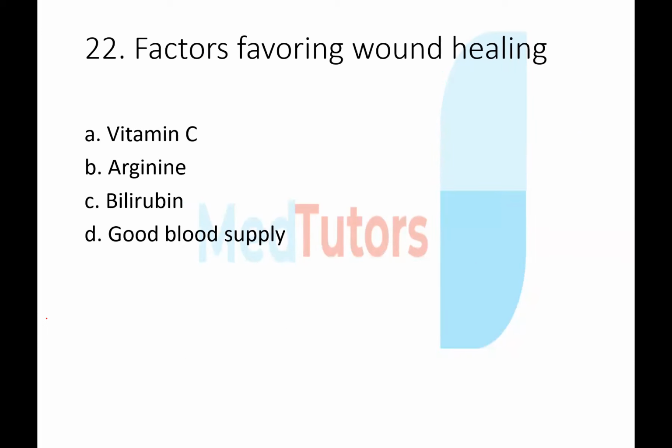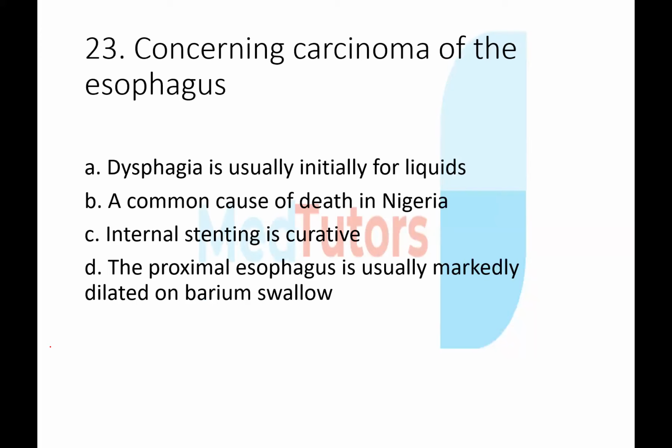Now, question 22, factors favoring wound healing. A, vitamin C. Yes, we mentioned that vitamin C is relevant for the synthesis of collagen. B, arginine. Yes, it's an amino acid that is required for wound healing. Bilirubin interferes with it and prevents wound healing. Then good blood supply is required for wound healing.